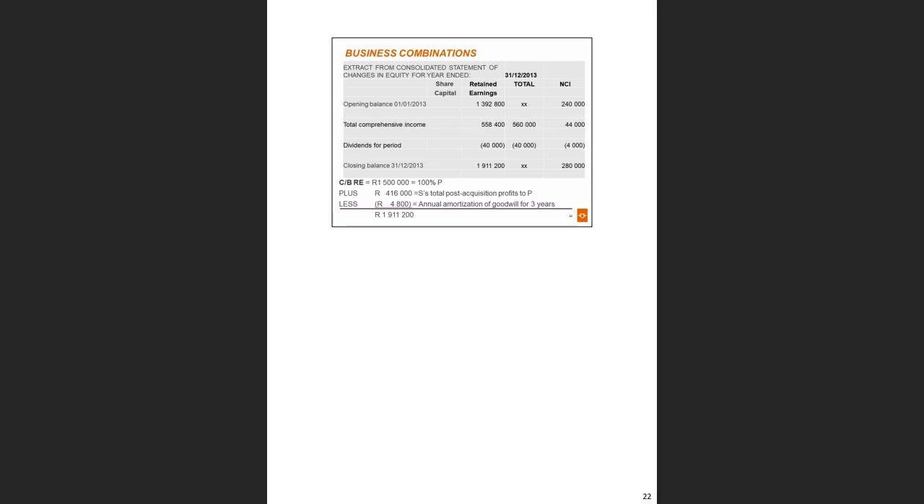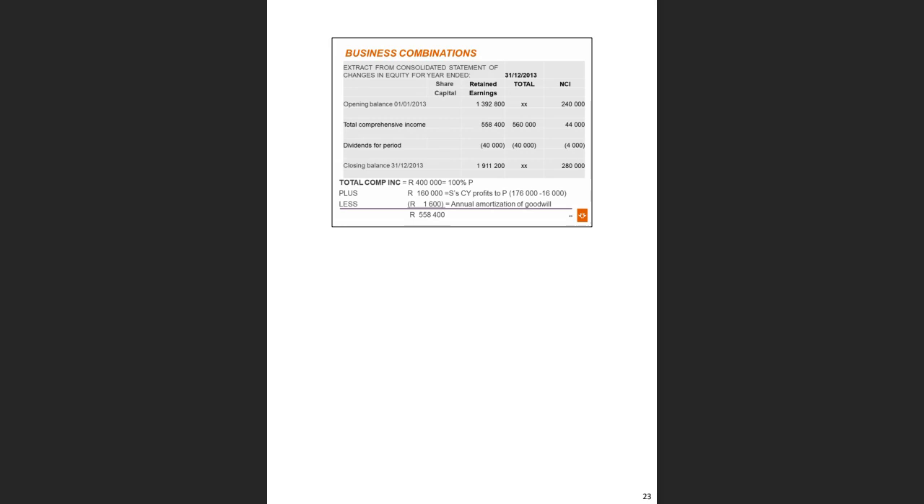So far we've calculated the opening balance and the closing balance. Now we need to have a look at how to calculate the total comprehensive income. Okay, let's have a look at the next slide. If we have a look at the next slide here, it shows us how to calculate the total comprehensive income in our group financial statements.